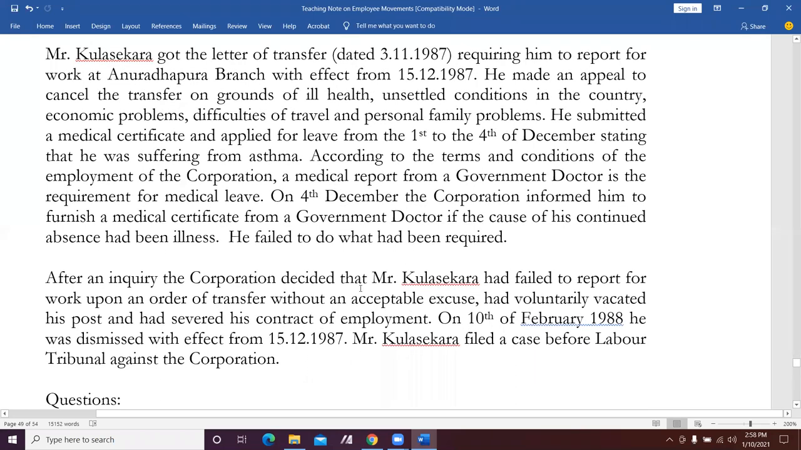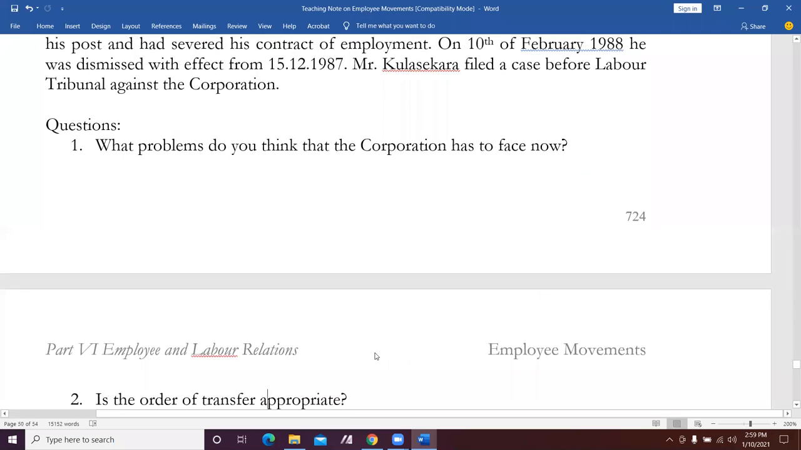After an inquiry, the corporation decided that Mr. Kulasekara had failed to report for work upon an order of transfer without an acceptable excuse, had voluntarily vacated his post and had severed, meaning breached, broken, his contract of employment. On 10th February 1980, he was dismissed. Mr. Kulasekara filed a case before the labor tribunal against the corporation. I hope you understood. Normally, to understand an application thoroughly, you have to read it three times.